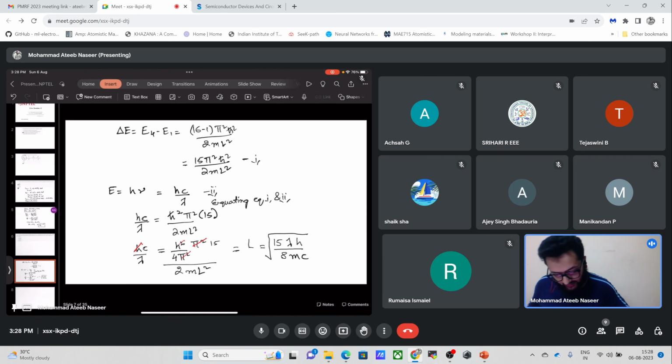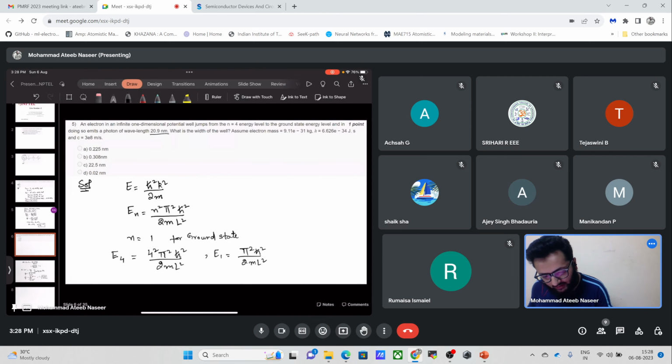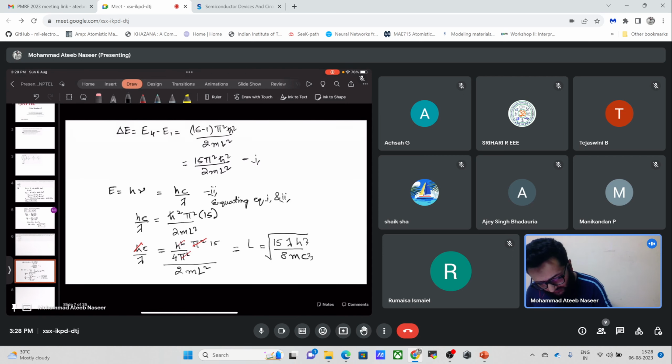So this is the value of L. Let's put the values for these constants. The mass, I think it must be given. Yes, it is given. It's 9.11 into 10 to the power minus 31, the mass of the electron, and h, the Planck's constant, is given to be 6.626 into 10 to the power minus 34 joule second, and the velocity of light is given to be 3 into 10 to the power of 8. So let's put these values.